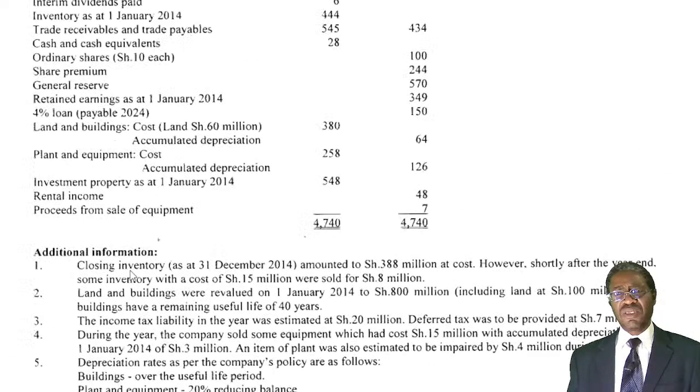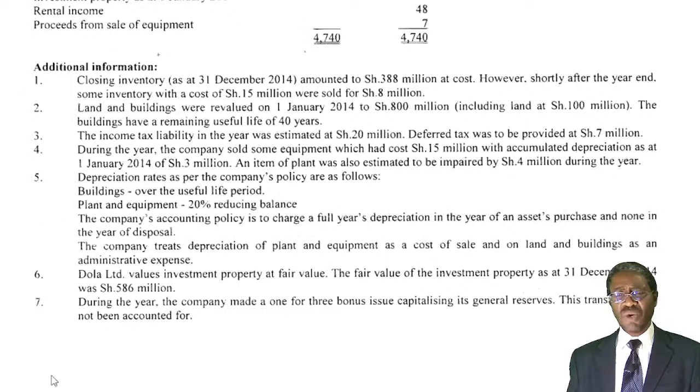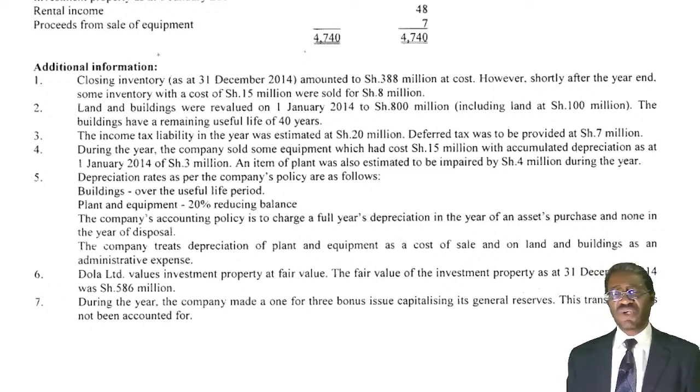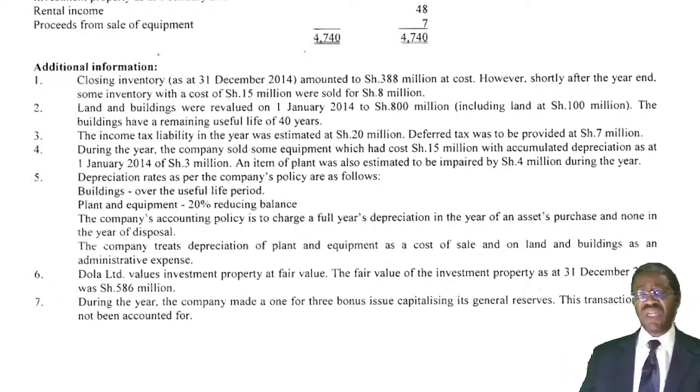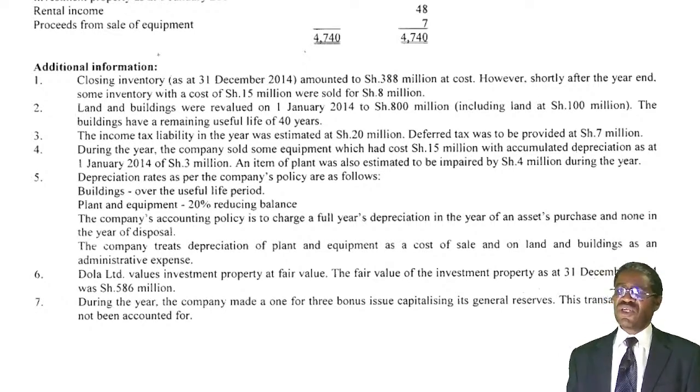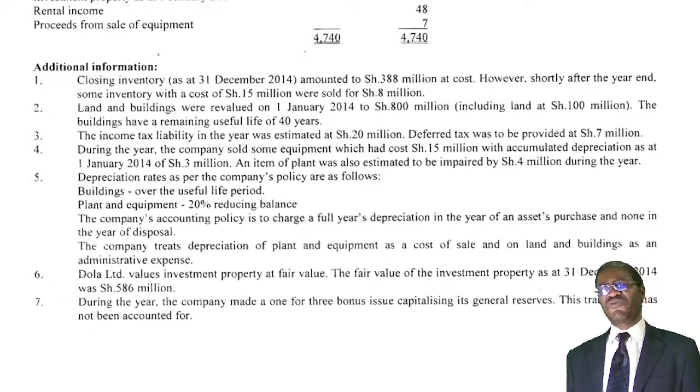So let's go back to note number 1, note number 2, note number 3, number 4, and so on. Number 1, what does it say? Note number 1 says, the closing inventory as of 31st December 2014 amounted to 388 million at cost. However, shortly after the year has ended, some inventory with a cost of 15 million was sold for 8 million.